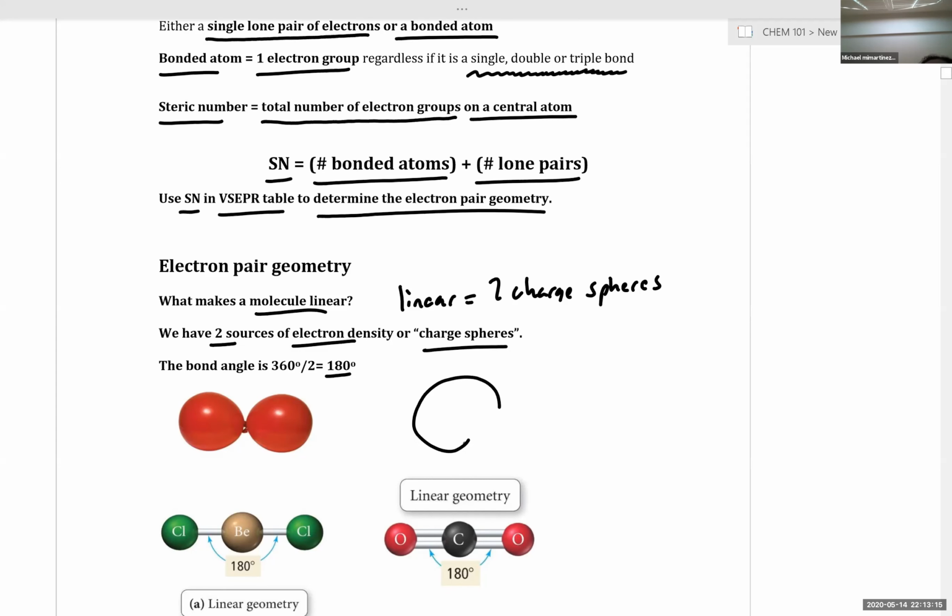Well, think about it this way. If you have a circle with two points, so two dots, what is the farthest apart I can place my two dots in a circle? Well, 360 over 2 gives us 180 degrees.